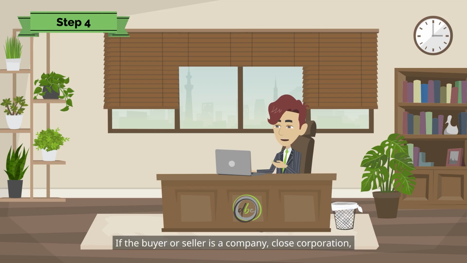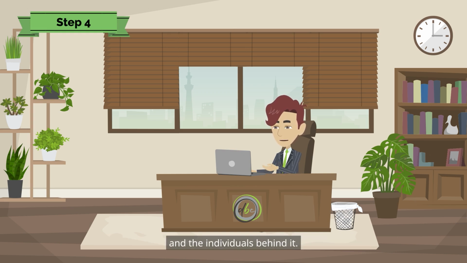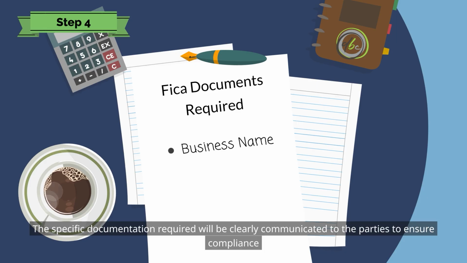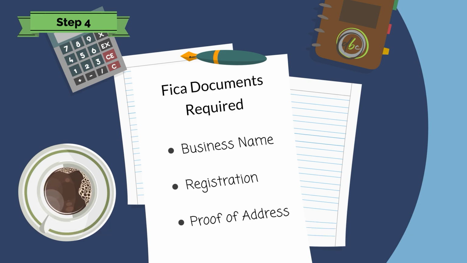If the buyer or seller is a company, closed corporation, or trust, we are required to obtain more detailed FICA information, including documents relating to the entity itself and the individuals behind it. The specific documentation required will be clearly communicated to the parties to ensure compliance and avoid unnecessary delays.